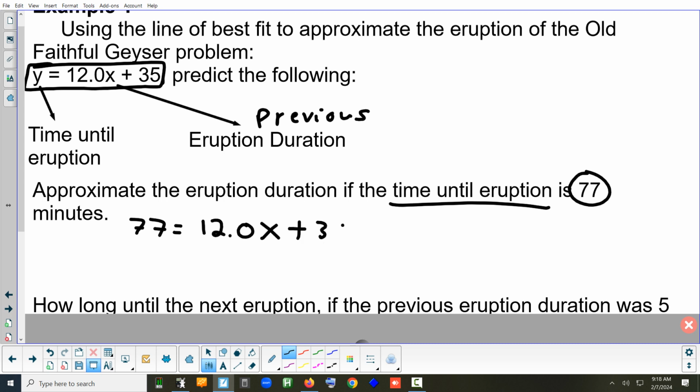12.0x plus 35. Okay, so we're using the formula to try to make a prediction about the geyser. We're trying to figure out what we think might happen. This formula is not a guarantee that that's when it's going to happen. It's just a prediction. Sometimes the prediction is off. So how would we solve for x here?